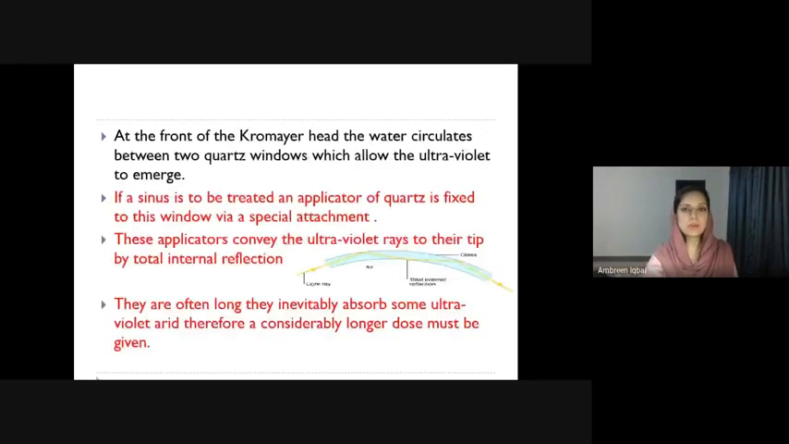At the front of the head, the water circulates between two quartz windows, which allow ultraviolet radiation to emerge out of it. But if a sinus is to be treated, an applicator of quartz is fixed at the window via a special attachment, and these applicators convey the ultraviolet radiation to the tip of the sinus by total internal reflection. They are often long and inevitably absorb some ultraviolet radiation. Therefore, a considerably longer dose must be applied when you are using applicators.